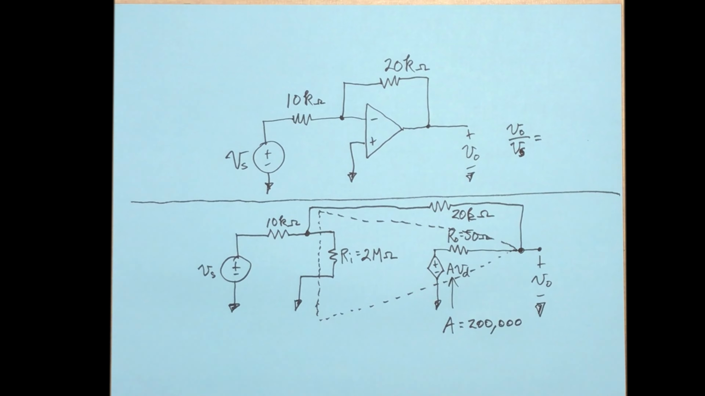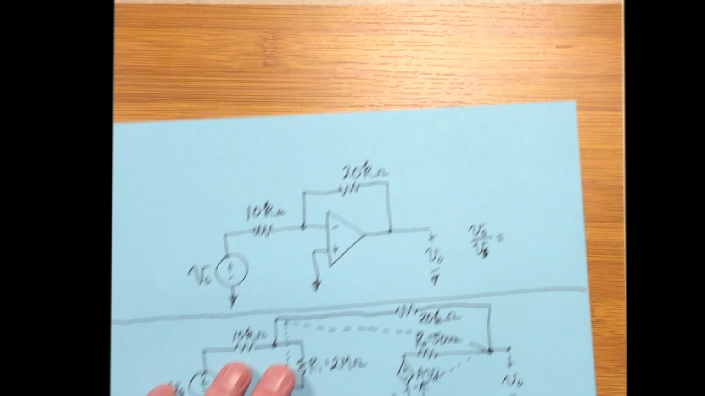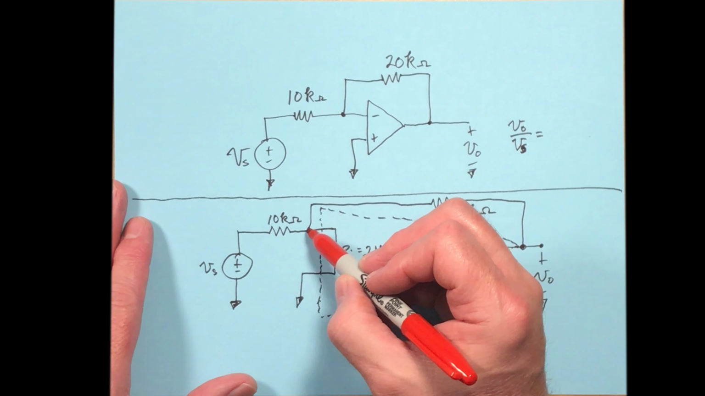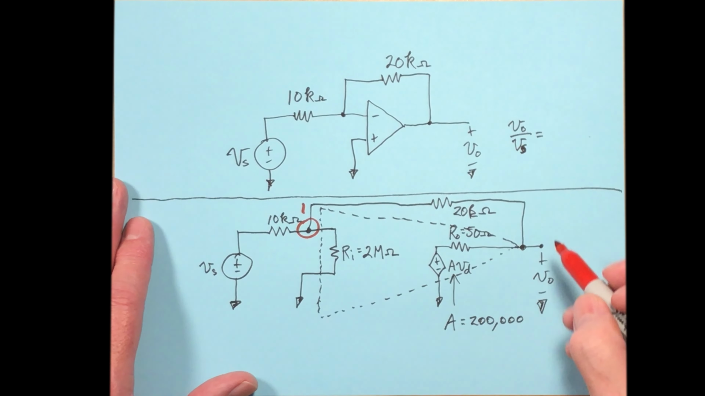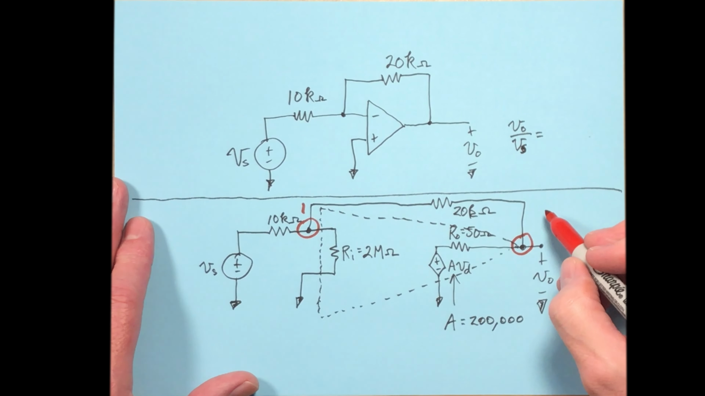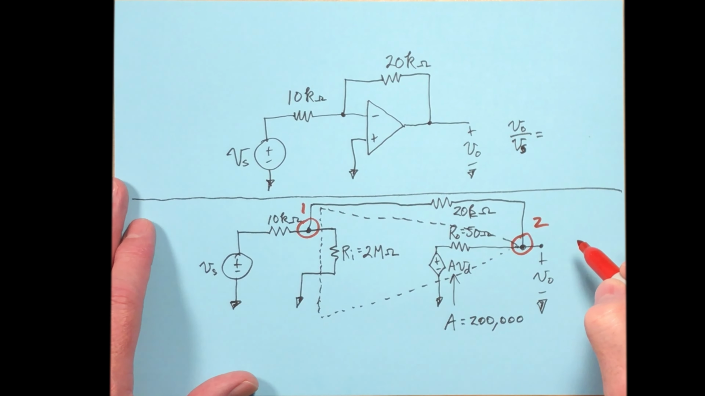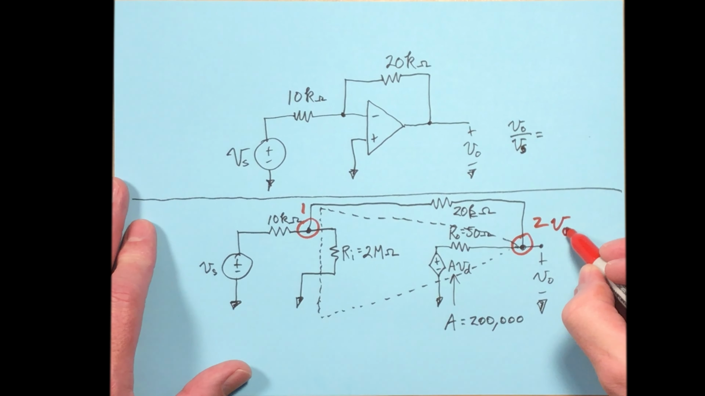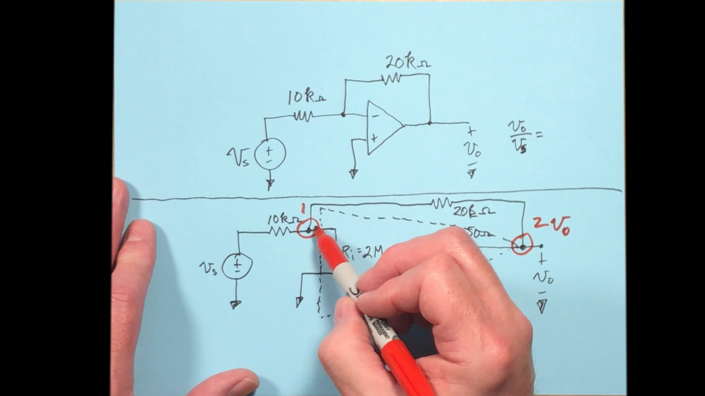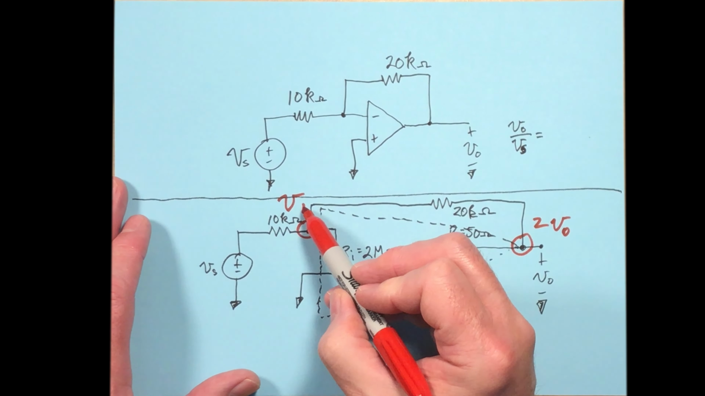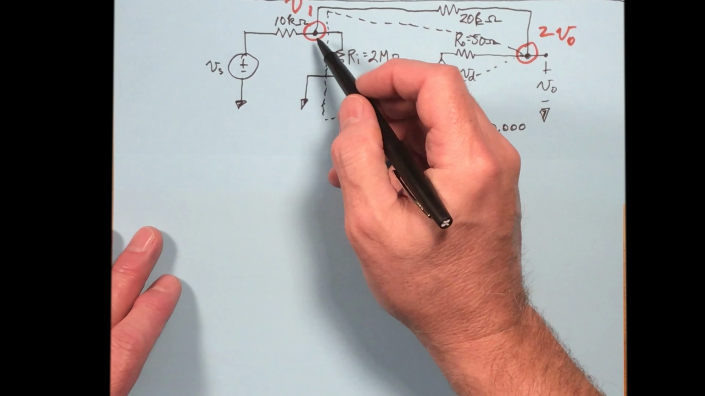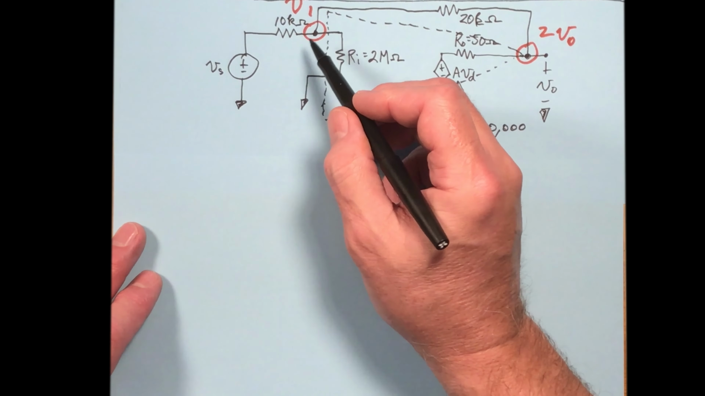All right, now we've got 2 nodes here. Let me see if I can mark those. So we've got a node right here. Let's call that node 1. And then we've got another node over here. We'll call that node 2. The voltage at this node over here is going to be V output. The voltage at this one over here, we can call it whatever we want. Let's just call it V1. Okay, so let's write a node voltage equation for V1.